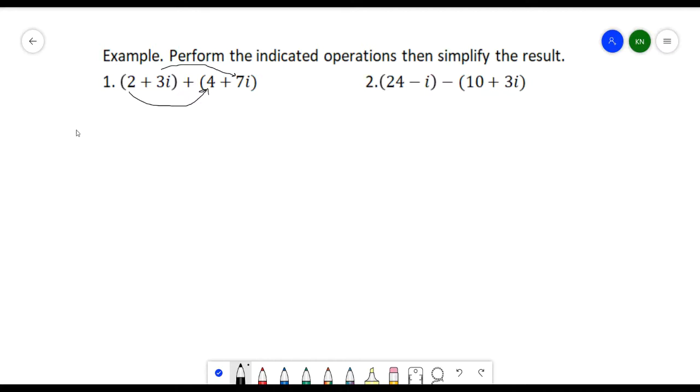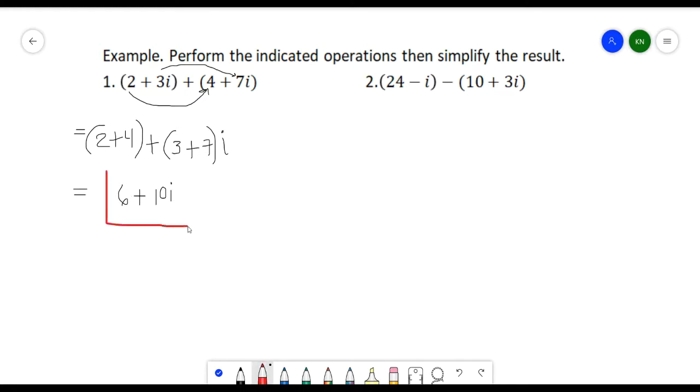So that being said, this is equivalent to 2 plus 4 plus our imaginary parts, which are 3 and 7, and then we have our imaginary unit, which is i. That is equal to 6 plus 10i. Basically, it's very simple. This is already our final answer.